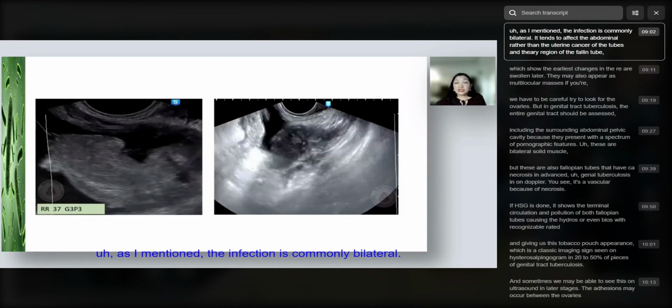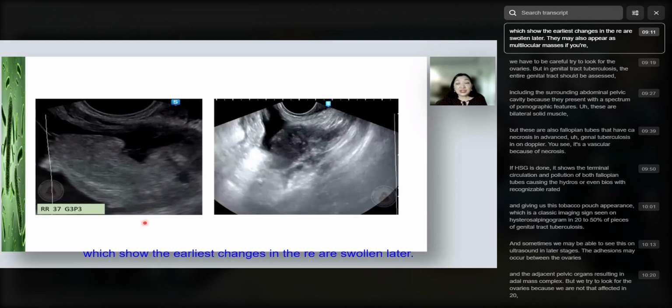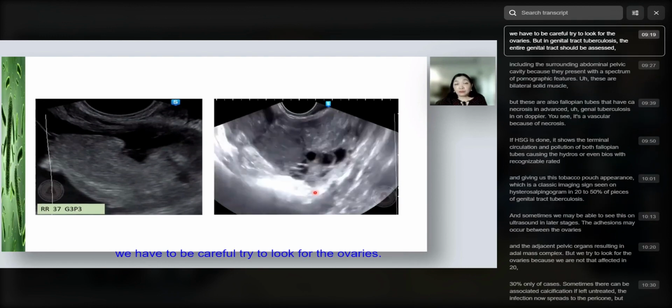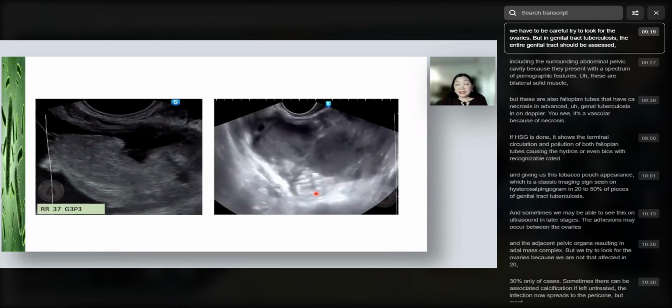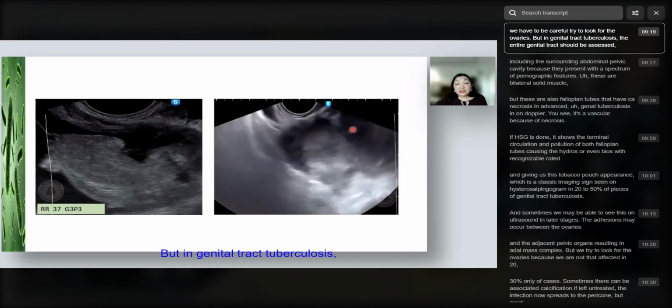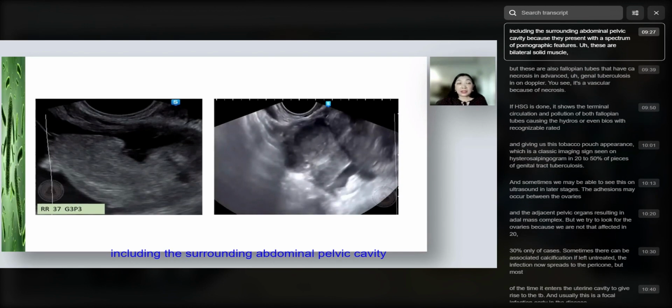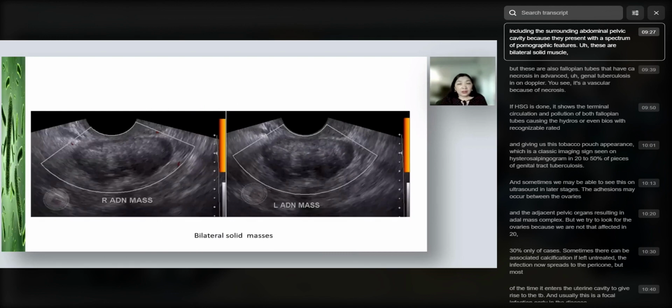As I mentioned, the infection is commonly bilateral. It tends to affect the abdominal rather than the uterine ends of the tubes. The ampullary region of the fallopian tube would show the earliest changes, and the fimbriae are swollen later. They may also appear as multilocular masses. We have to be careful and try to look for the ovaries. But in female genital tract tuberculosis, the entire genital tract should be assessed, including the surrounding abdominopelvic cavity, because they present with a spectrum of sonographic features.